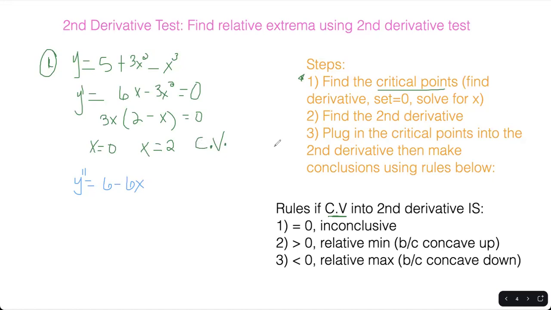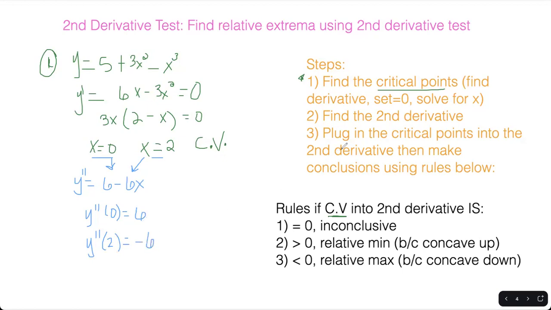So now we're going to take our two critical values, 0 and 2, and plug these into our second derivative. Okay, so let's do that and let's see what happens. I'm going to make this y double prime of 0. If I plug 0 into this function, I get 6 minus 0, which is 6. If I plug 2 into the second derivative, I'll get 6 minus 12, which is negative 6.